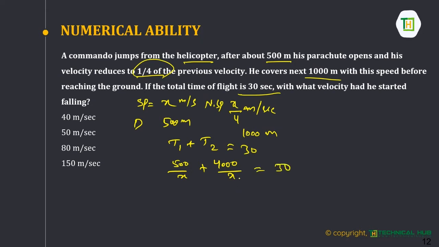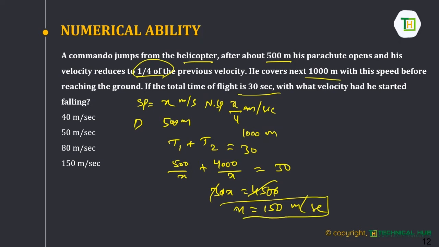Now the LCM is x only, that goes to the right side. 30x is equal to 500 plus 4000, 4500. Now the 0 gets cancelled. x is equal to 150 meter per second. Here the question is, what velocity had he started with? 150. Option D is the right answer. Initial speed is 150 meter per second.